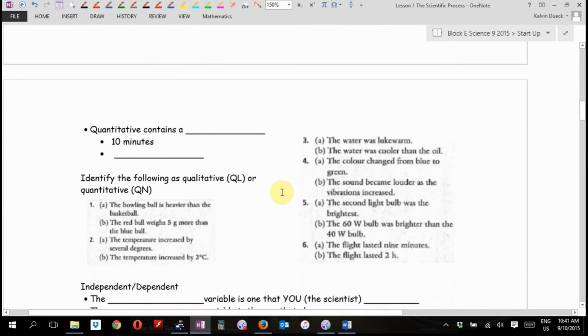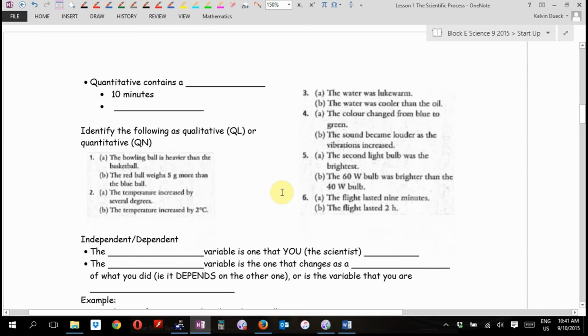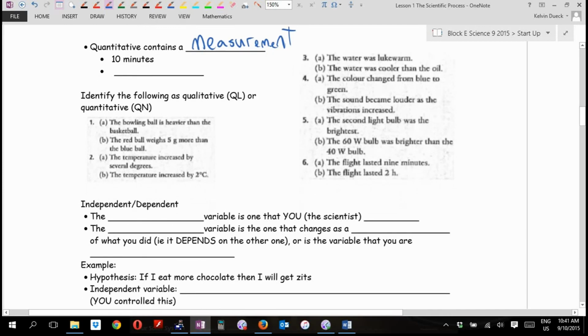Quantitative. Next page over for you guys, I think. Is that right? Turn the page. I'm not going to tell you to turn the page anymore. I'm going to assume in grade 9 you guys can follow along. Quantitative contains measurement. Minutes, 13 grams, 5 meters, 6.2 amps, 5 volts. You can measure it. You can assign a value, a number, to it.